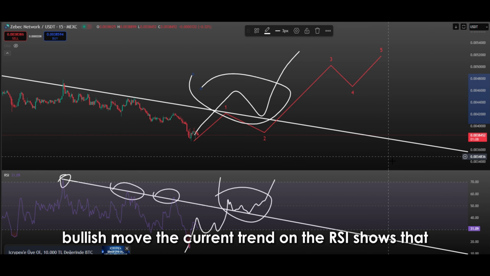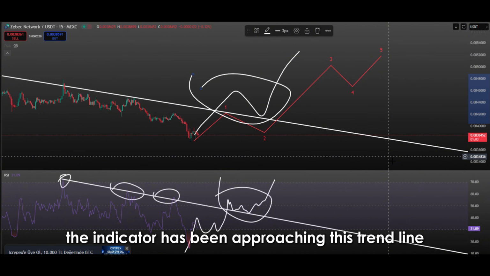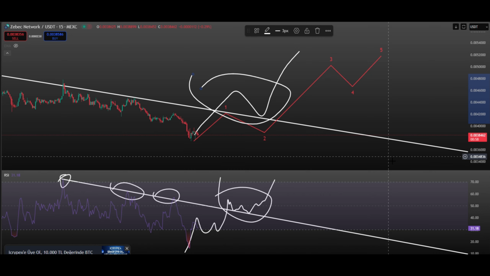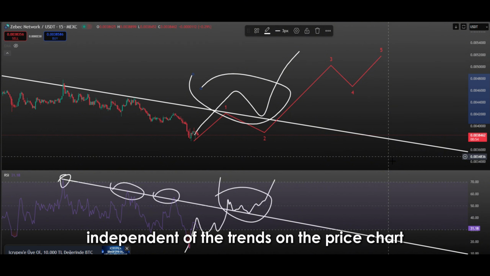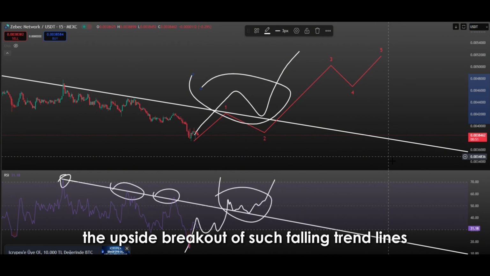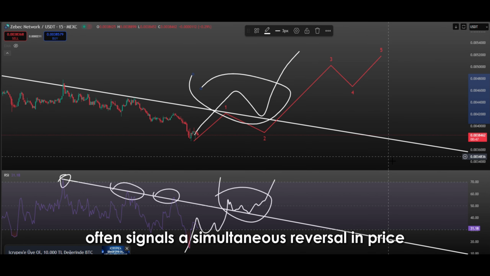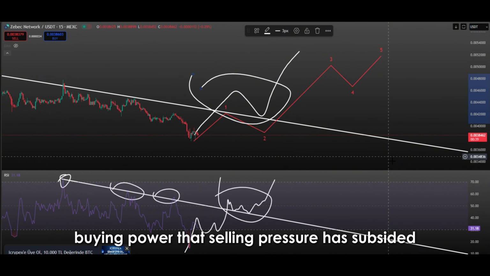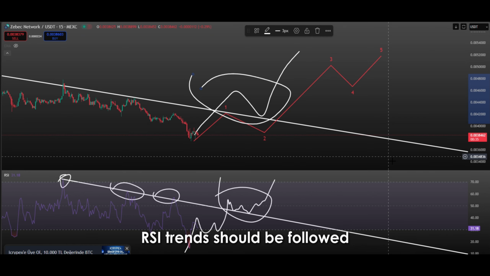The current trend on the RSI shows that while weak momentum may have prevailed for some time, recently the indicator has been approaching this trend line, clearly indicating that it is preparing for a breakout. These structures on the RSI are an important analysis tool in their own right, independent of the trends on the price chart. The upside breakout of such falling trend lines, especially on the RSI, often signals a simultaneous reversal in price. This is because an upward break of the momentum in the RSI indicates that the market is gaining buying power, that selling pressure has subsided, and that a bullish momentum is now starting to emerge. RSI trends should be followed.